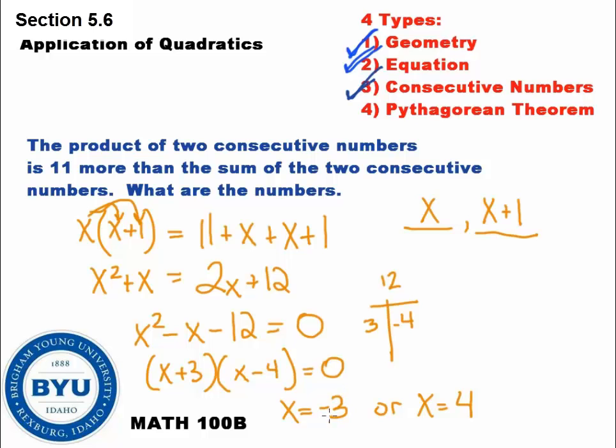x could equal negative 3, which means the consecutive number would be 1 plus that. So that could work. Your answers could be negative 3 and negative 2. Or if x was 4, we could have 4 and 5. Either one of those solutions would work for this situation.